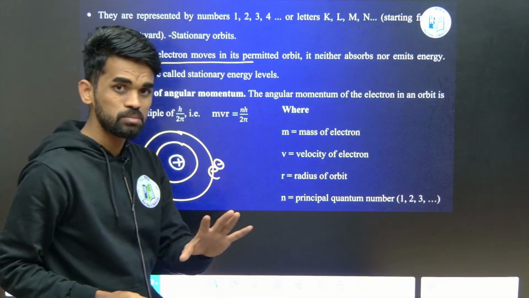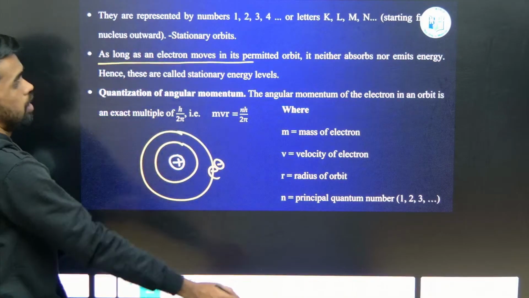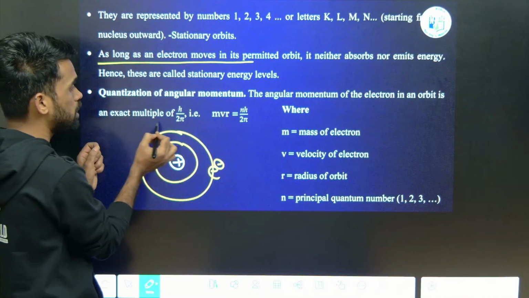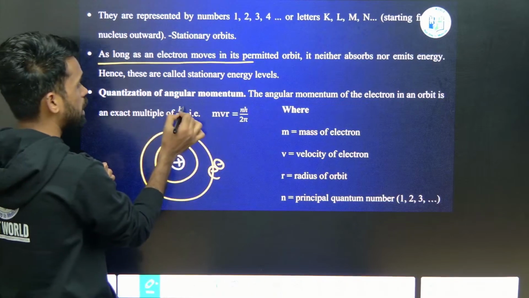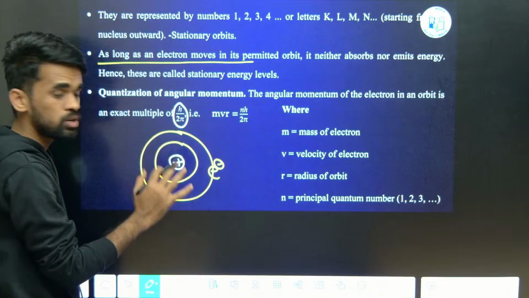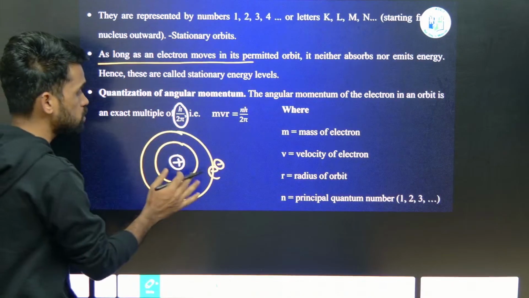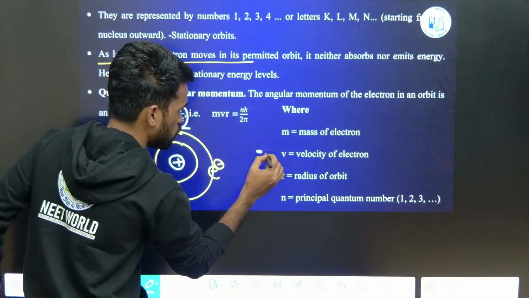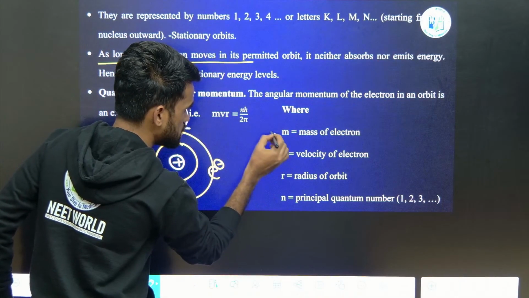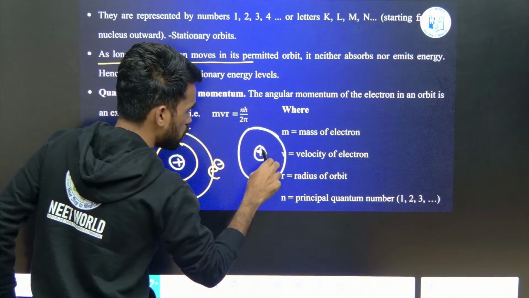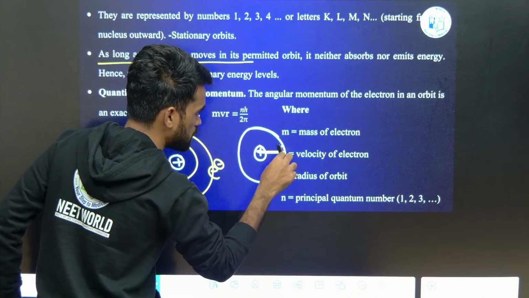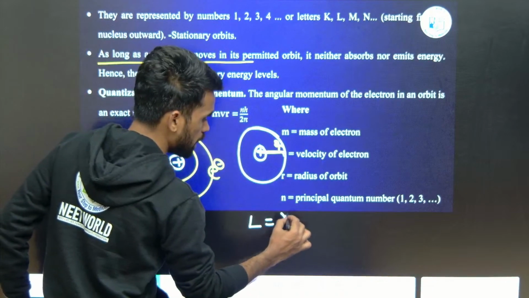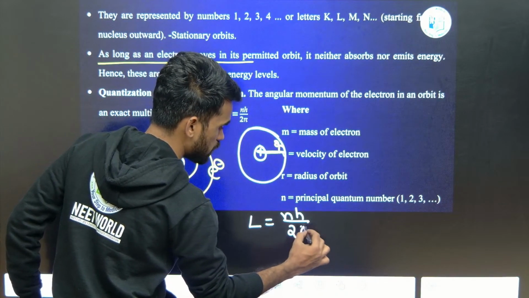All paths are not allowed, only those circular paths are allowed. The electron will revolve only in those circular paths whose angular momentum is equal to an integral multiple of h by 2 pi. It means, just look here, this is a nucleus and this is a circular path in which the electron is moving. The angular momentum, which I indicate with the symbol L, must be equal to nh by 2 pi.